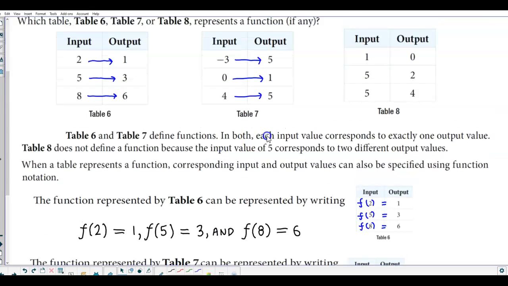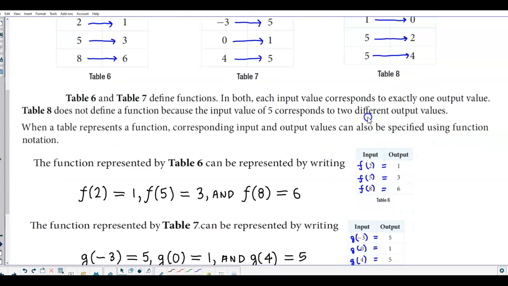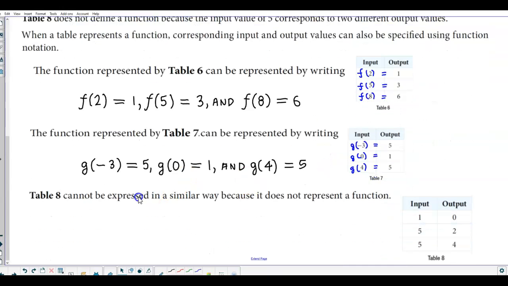Okay, now in the last table, let's take a look here. We have an input of 1 going to 0, and then we have an input of 5 which goes to 2, and another input of 5 which goes to 4. Well, we can see here that table 8 does not define a function because the input value of 5 corresponds to two different output values. So here we cannot express it in a similar way as the previous two because it does not represent a function.